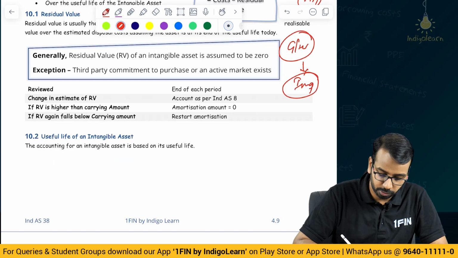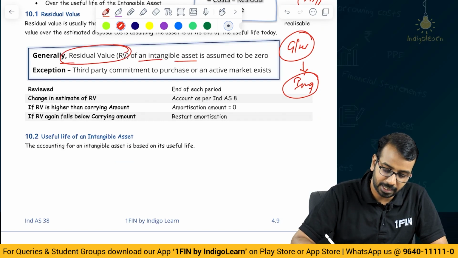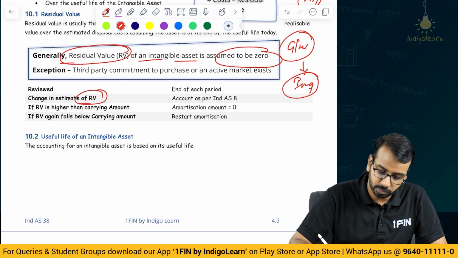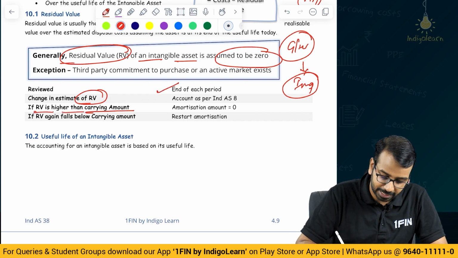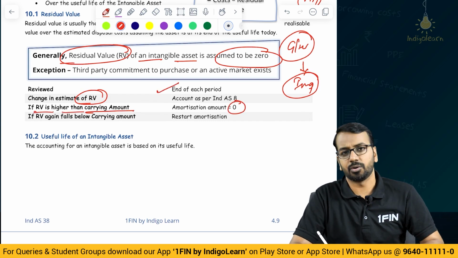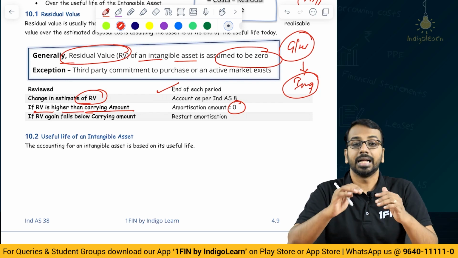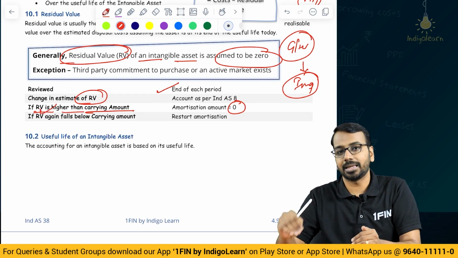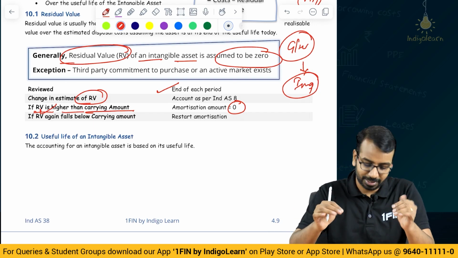As I told you, generally the residual value of an intangible asset is assumed to be 0, and we will review the change in estimate of residual value at the end of each accounting period. If the residual value is higher than the carrying amount, then the amortization amount will be 0. Same thing will apply in depreciation also. If the residual value has become greater than the carrying amount, then you will no longer charge depreciation.